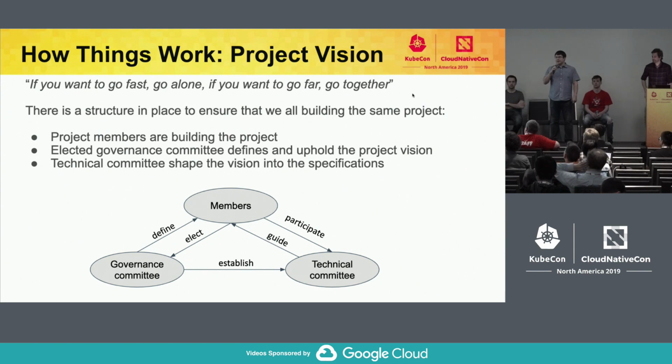Members of OpenTelemetry elect governance that upholds and protects the vision of the project. So we're all doing the same thing. But then governance enforces this vision through the technical committee, which you all can participate in if you demonstrate your knowledge and understanding of the project. The technical committee defines the specification that guides all the members. So it's a perfect trifecta of powers, but again, members are front and center.